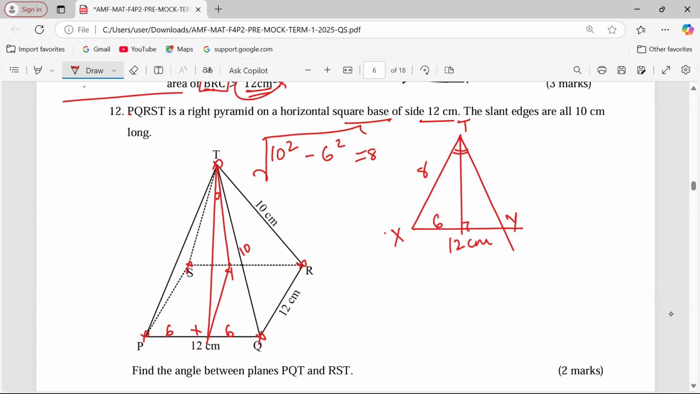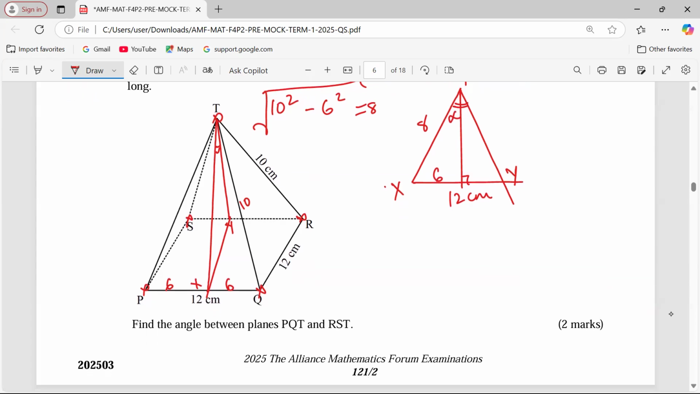So with 6 and 8, the angle at this point can be found using sine, whereby sine alpha will be given by the opposite length, 6, out of the hypotenuse, 8. So from this, we can say that alpha is given by the sine inverse of 3 over 4. So what is the sine inverse of 3/4? Shift sine 3/4. This is going to give us 48.59.